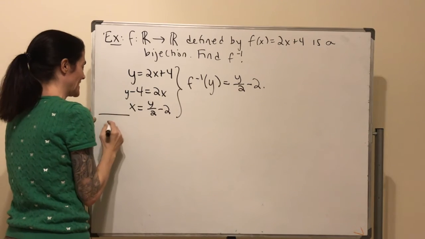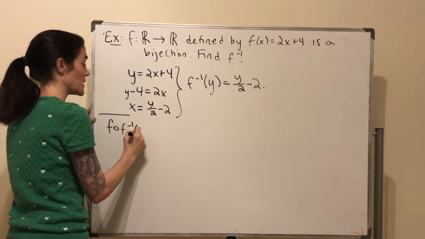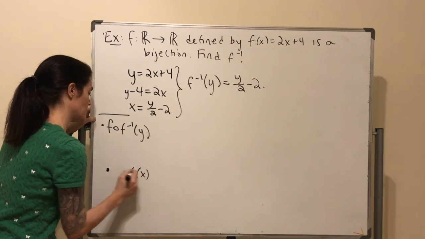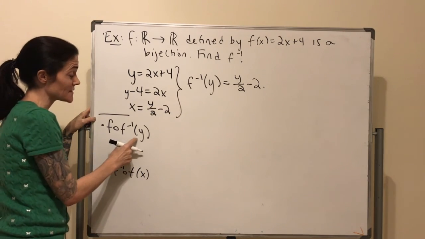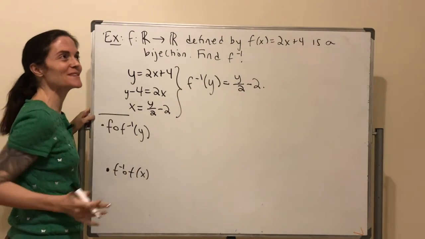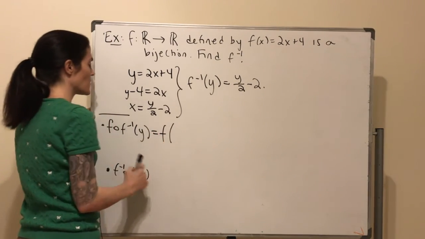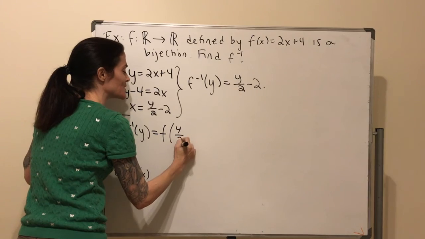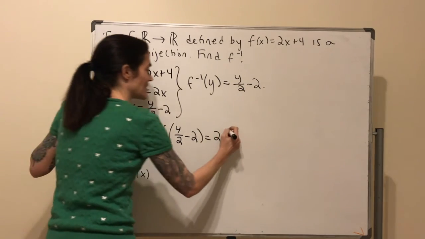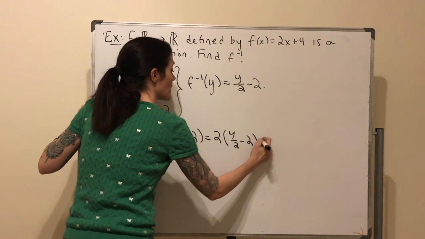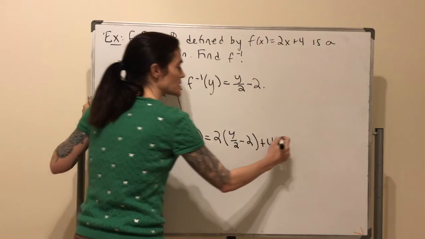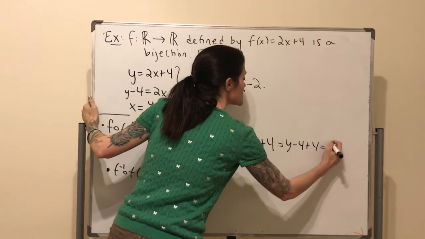Now, let's do this. This would be F of F inverse of y. And let's do this. We should get y here when we compose. And here we should get x. That would say we have the identity when we compose in each direction. This would be f of, well, f inverse of y is y over 2 minus 2. And this is 2 times y over 2 minus 2, and then plus 4. What do we get? Here, this is y minus 4 plus 4, which is y.